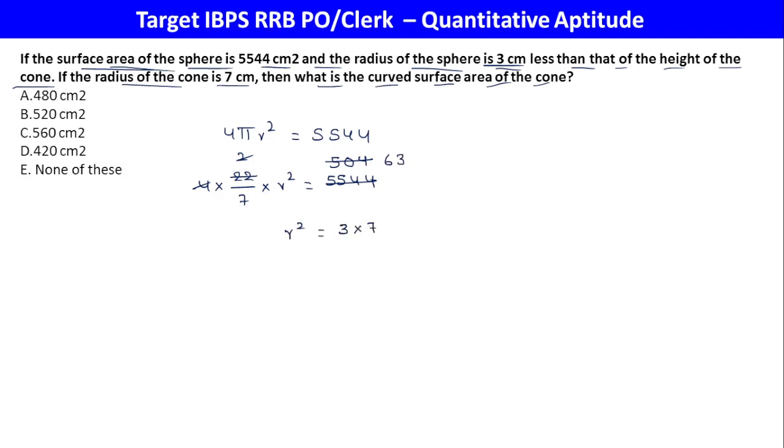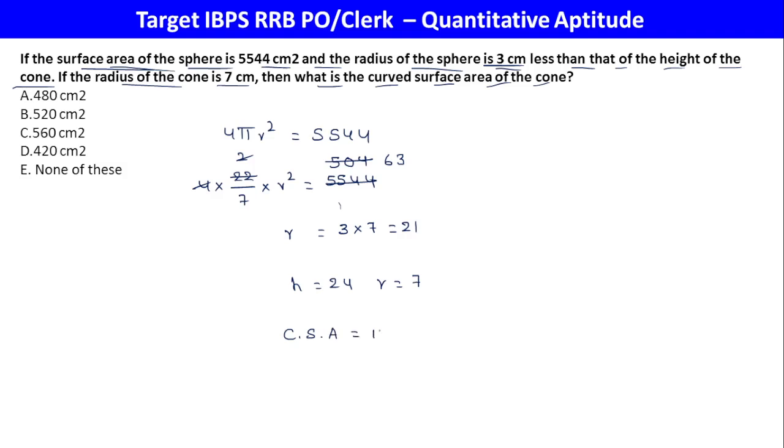The radius of the sphere is 21, 3 square, 7 square. Then the radius of the sphere is 3 less than the height of the cone, so the height is 24. The radius of the cone is 7 centimeters. Curved surface area of the cone is pi r l.